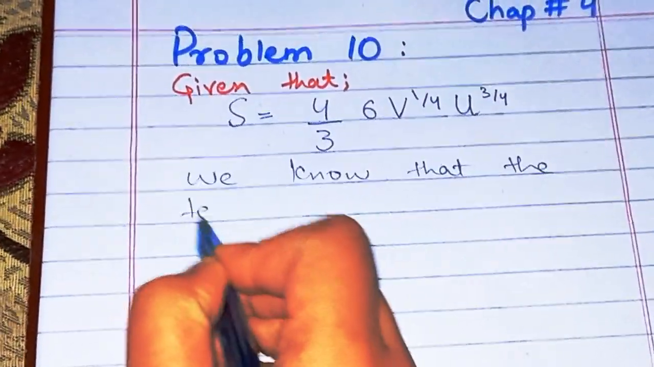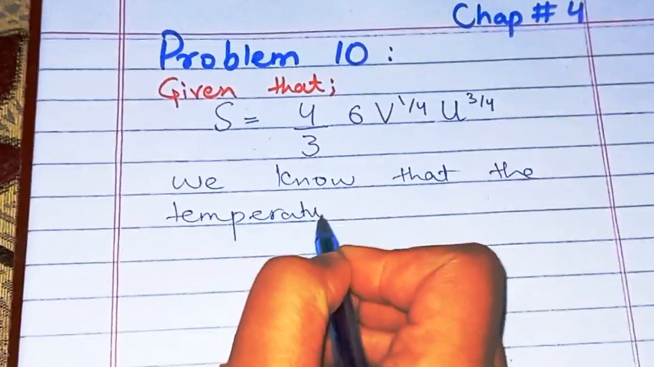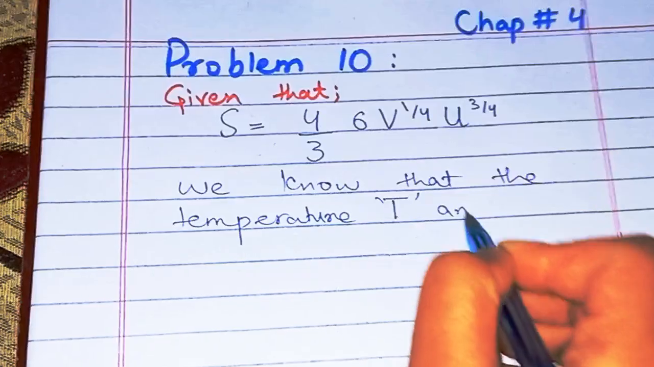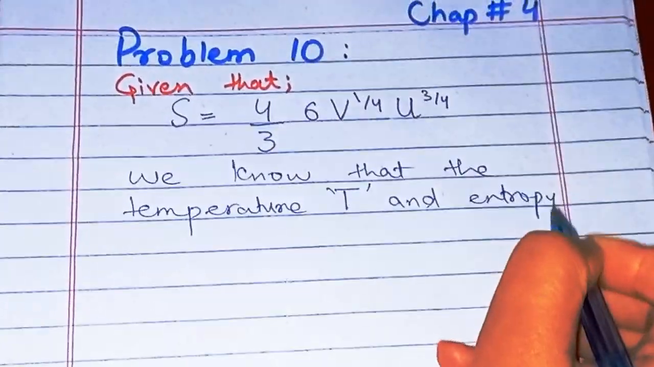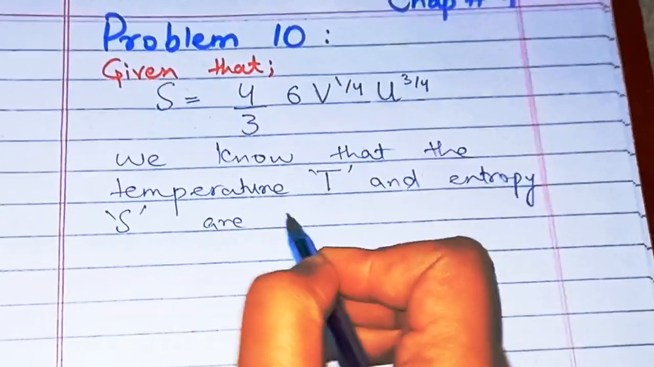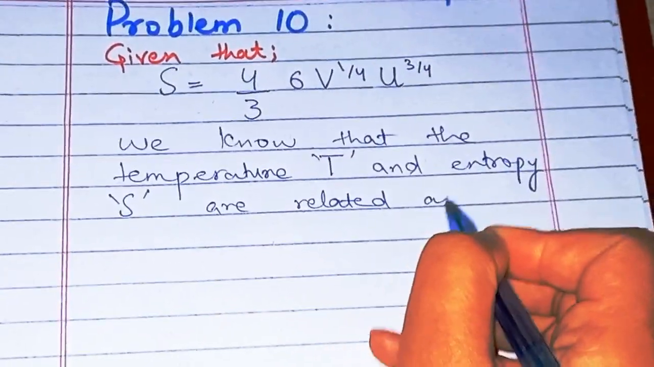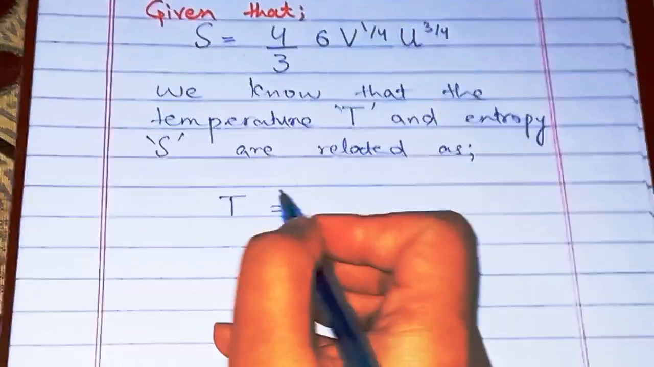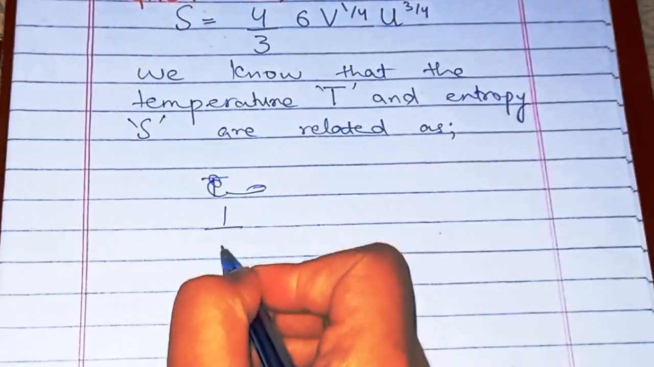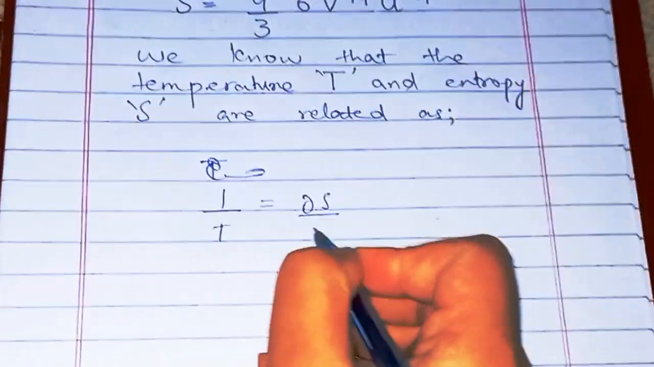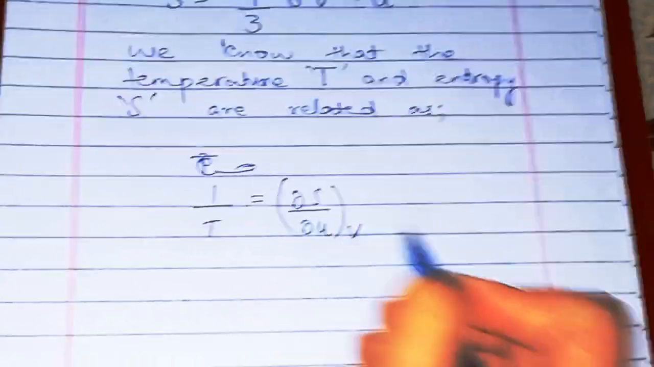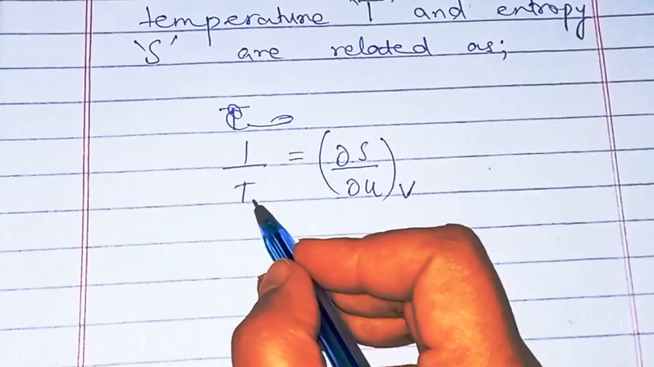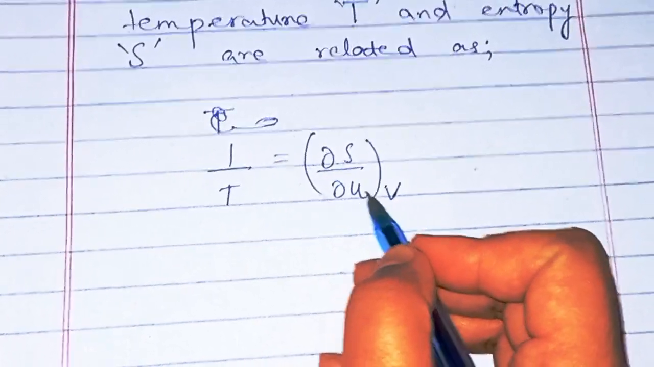the temperature T and entropy S are related as, this is the formula that relates the temperature and entropy of the body. So that is actually 1 over T equals partial S by partial U, keeping the volume constant. Alright, so this is the formula. Here T is the temperature, S is the entropy, U is the energy, and V is the volume. That is the formula that we are going to use. We can call it equation number 1.